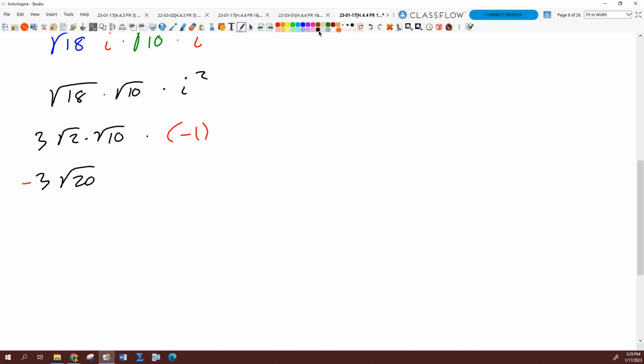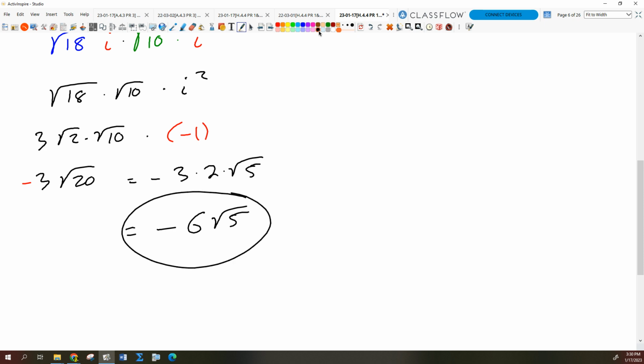Okay. What's the square root of 20? That simplifies to 2 square root of 5, right? Square root of 4 times square root of 5. So I'm going to get negative 3 times 2 times square root of 5. So my final answer is just negative 6 radical 5.